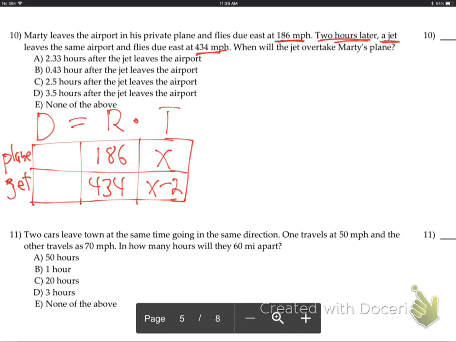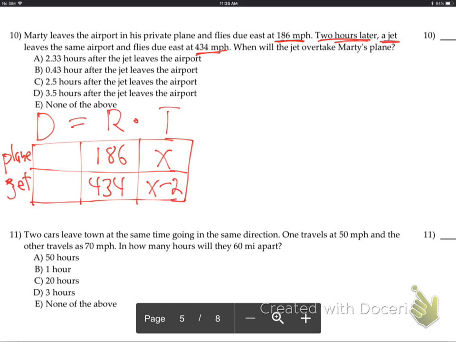All right, how did I fill that in? Question: can I do x plus 2 here? Totally. And then regular x here? That'll work great too. Either way, because basically if the jet leaves later, then the plane leaves earlier, so it's plus 2. It'll work either way.